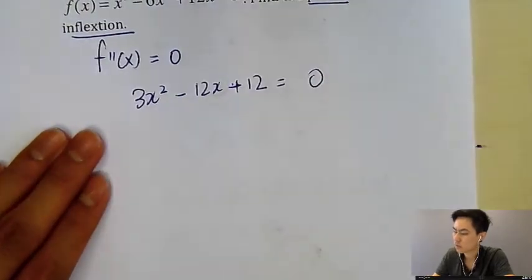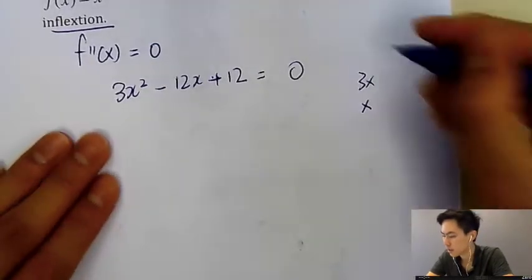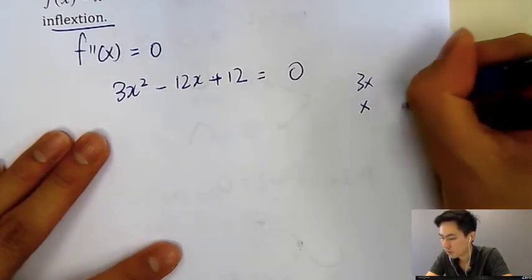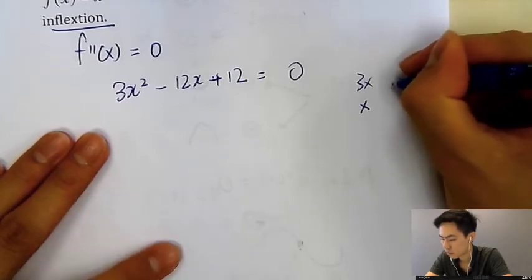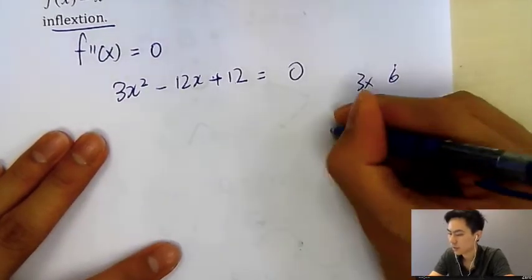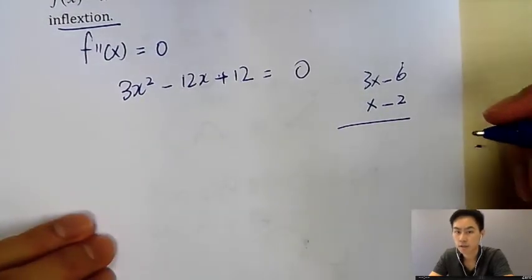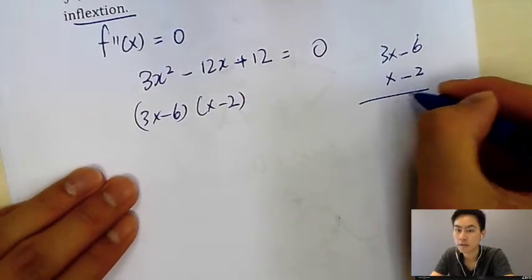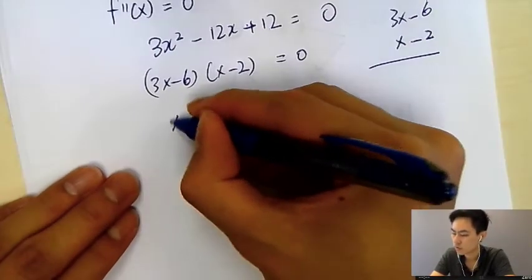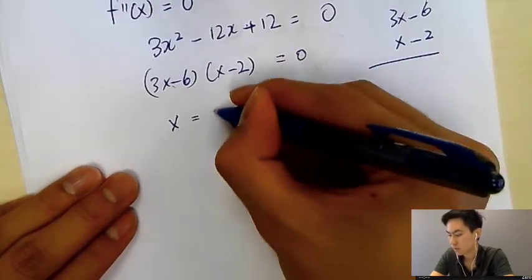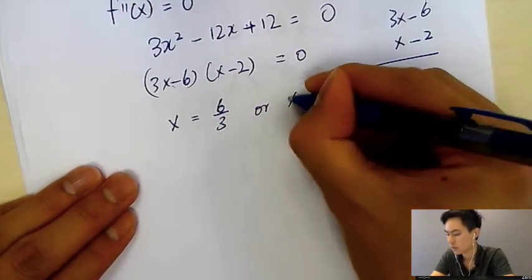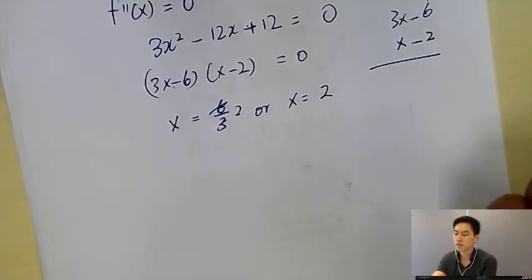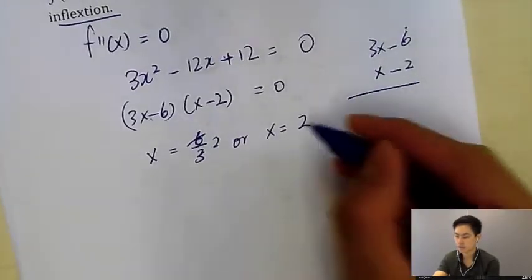So 3x and x, and 12 will be 6 and 2, minus. Then you can see it's 3x minus 6 and x minus 2, you do the cross method, equals 0. Then you can have the 2 solutions: x is equal to 6 over 3, or x is equal to 2, which is also 2 right here. So basically we only have 1 point. So the point of inflection is at x equals 2.